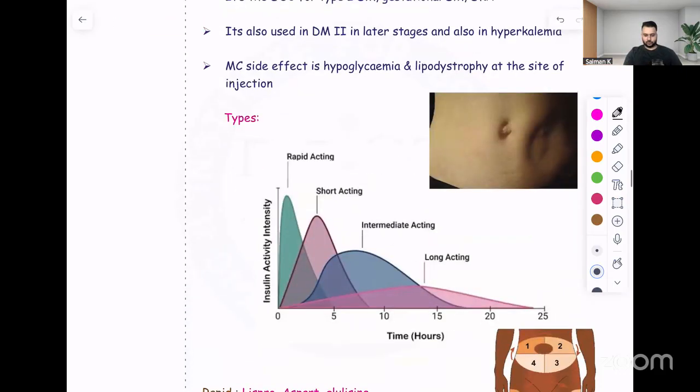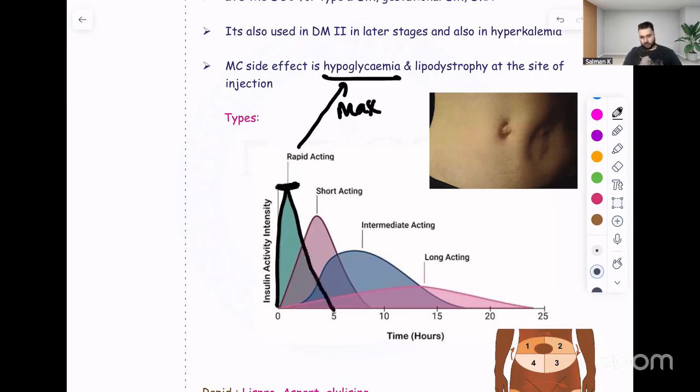Next, if you move further, insulin can cause hypoglycemia as a side effect. It's a logical thing to understand. The rapid insulins have maximum chances of hypoglycemia. Why? Because they suddenly get absorbed this much in the blood. That's why they can cause hypoglycemia more easily. Since these three are having some peaks, they all can cause hypoglycemia.